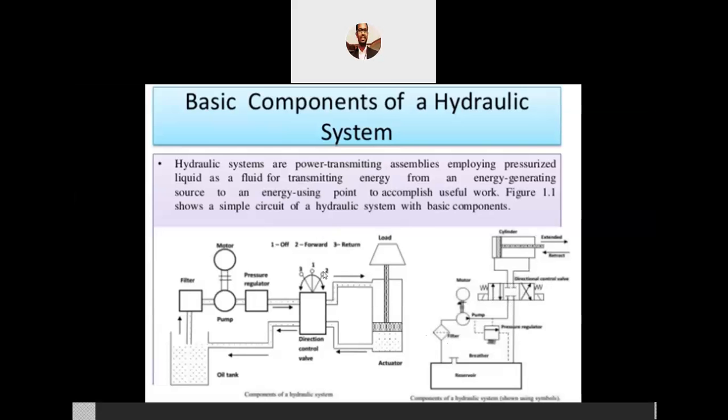3 positions. Now there are 3 positions, right? 1, 2, 3. Neutral, second, third. Now my dear friend, there are 3 square boxes. You can see it? Can you see these 3 boxes?